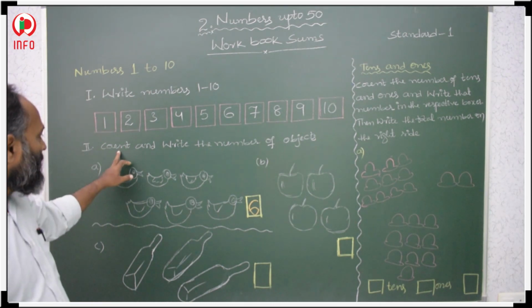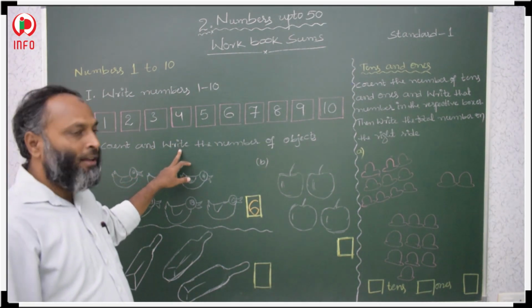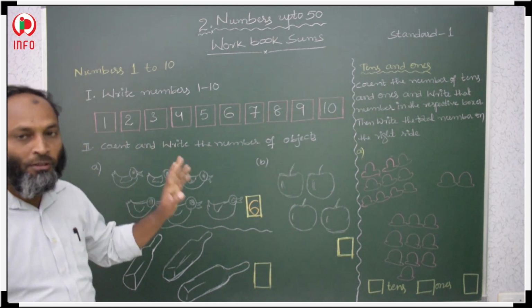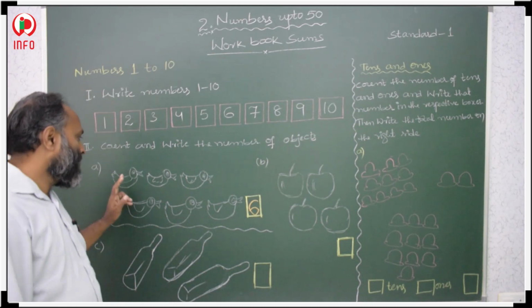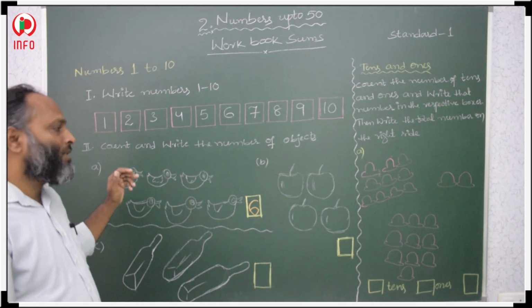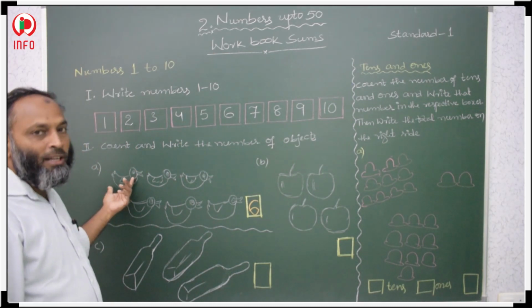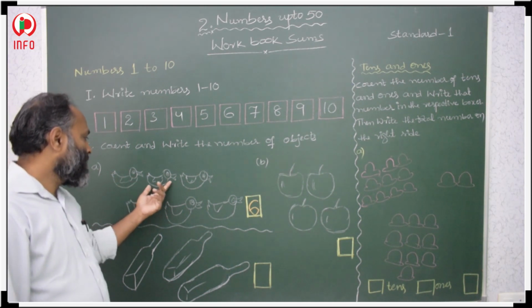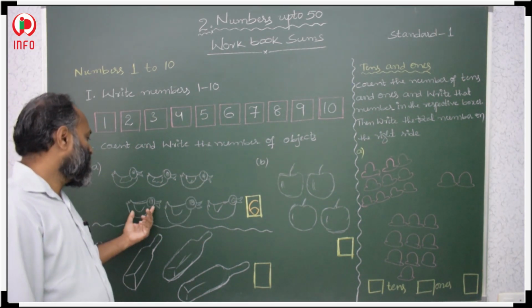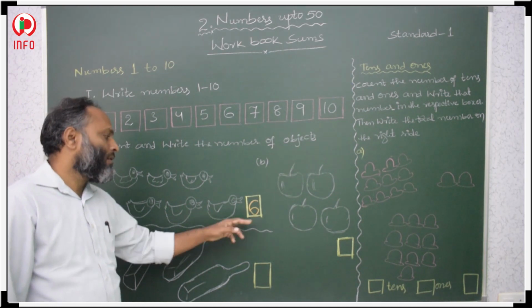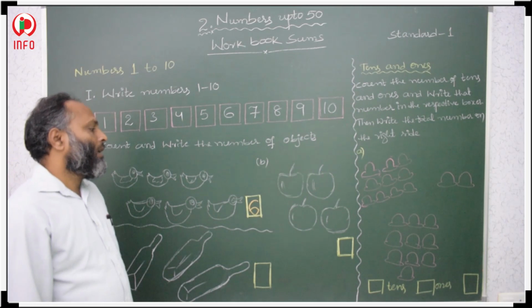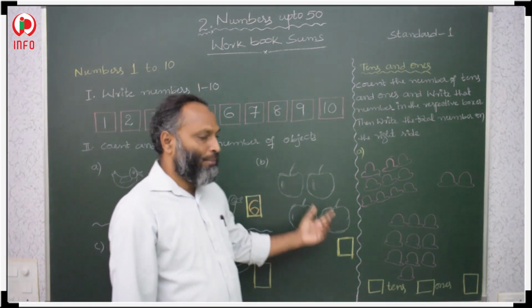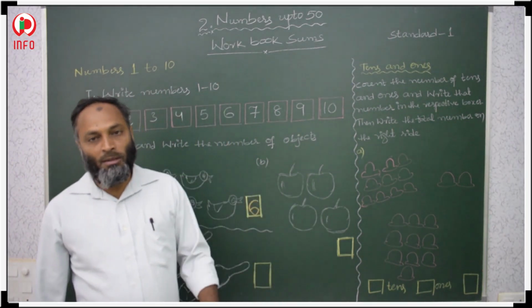So here, count and write. We have to count and we have to write in the given boxes. Here ducks were given. What are our objects here? Ducks. Then count the ducks. 1, 2, 3, 4, 5, 6. 6 objects. Okay.